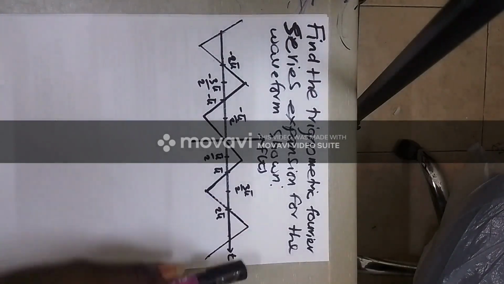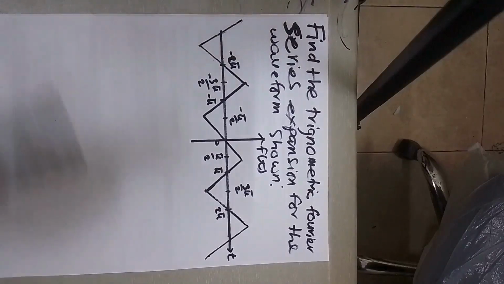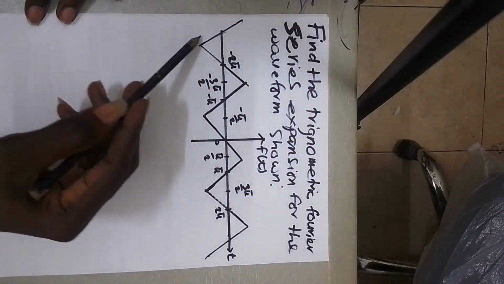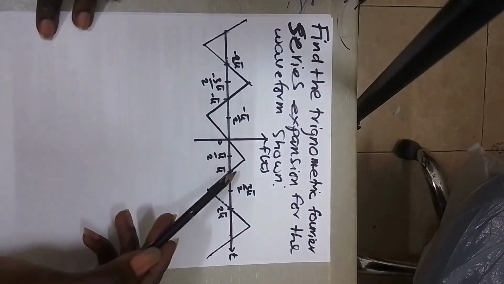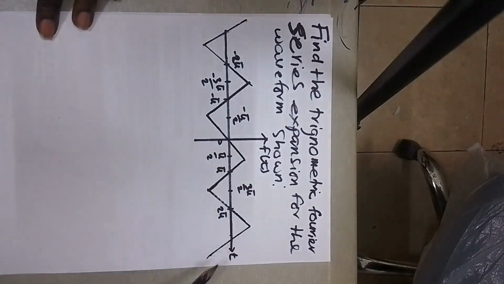Let's take a look at this question. Find the Fourier series expansion for the waveform shown. This is a triangular, or sawtooth kind of waveform.